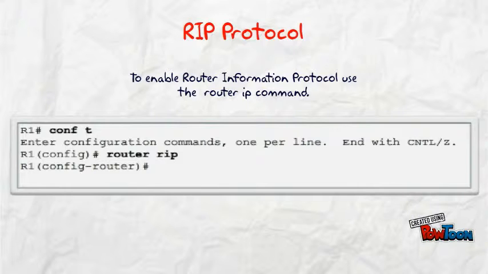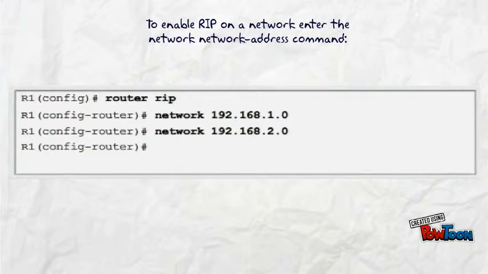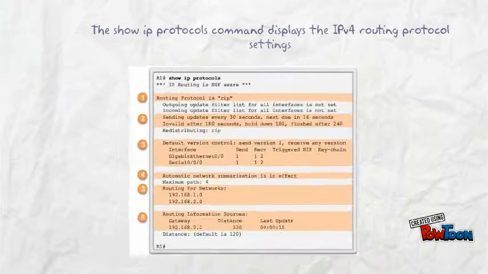This image shows how to enable Routing Information Protocol using the router rip command. To enable RIP on a network, enter the command network and the network address. The show ip protocols command displays the IPv4 routing protocol settings currently configured on the router.